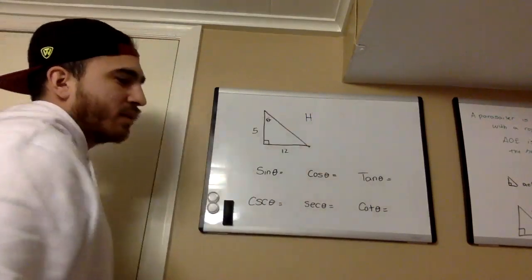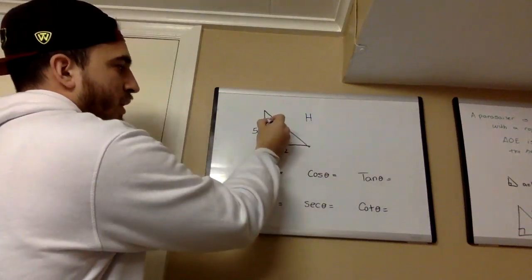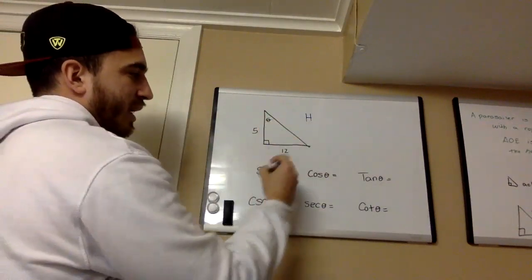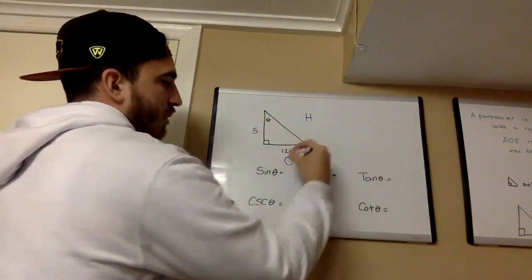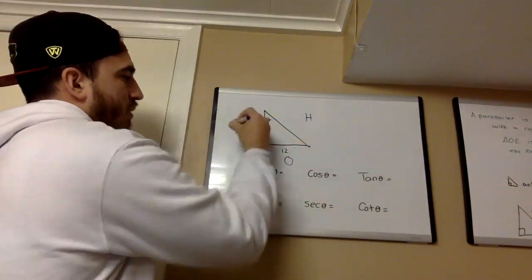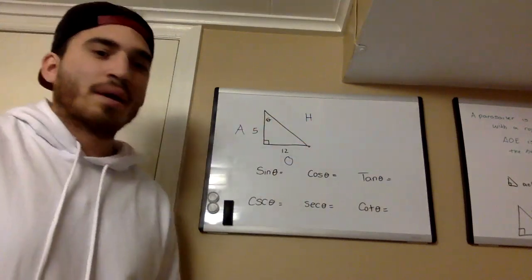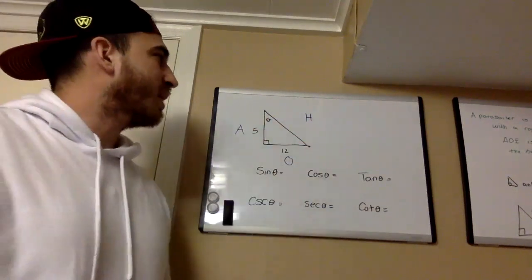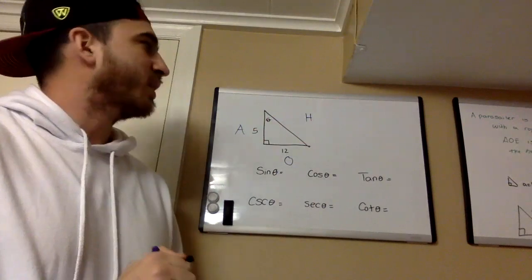Then you go to the angle that they give you. So I go to this angle. The one directly opposite it is going to be your opposite. So I'm going to label it with O. And then the side right next to it is going to be your adjacent. I'm going to label it with an A. So in order to find all 6 of them, you actually need to find all 3 of the sides.